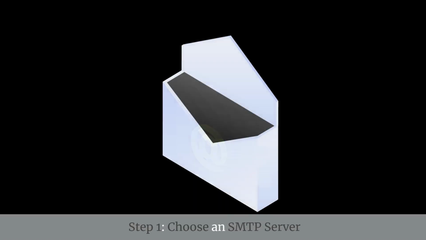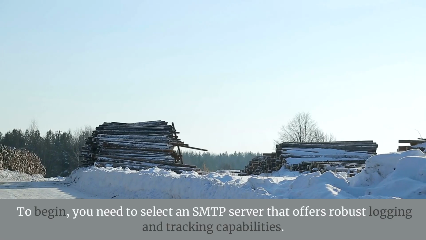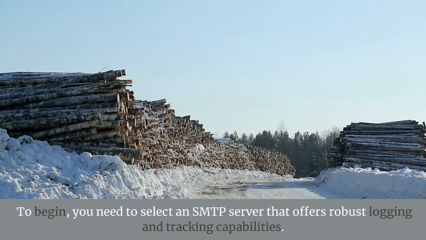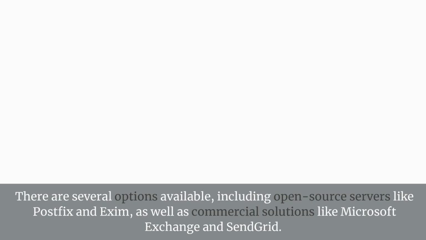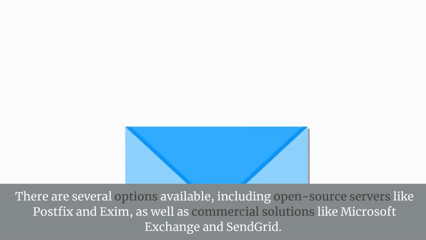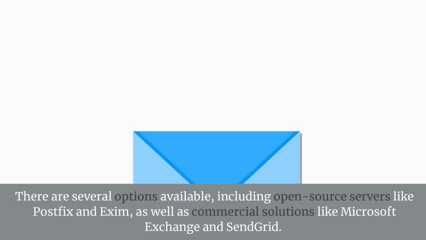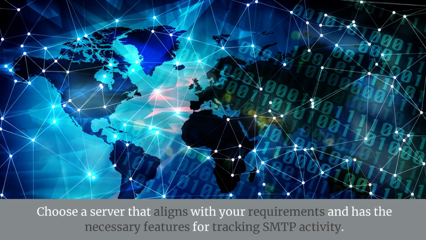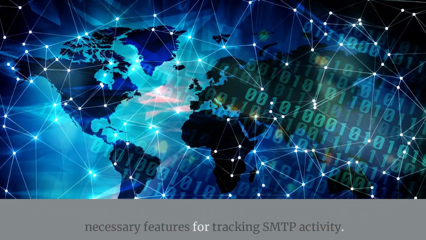Step 1. Choose an SMTP server. To begin, you need to select an SMTP server that offers robust logging and tracking capabilities. There are several options available, including open-source servers like Postfix and Exim, as well as commercial solutions like Microsoft Exchange and SendGrid. Choose a server that aligns with your requirements and has the necessary features for tracking SMTP activity.